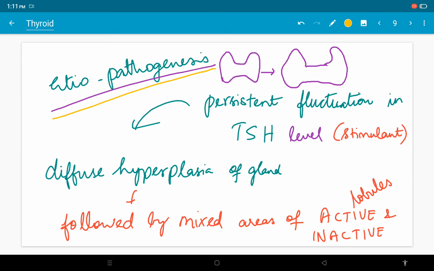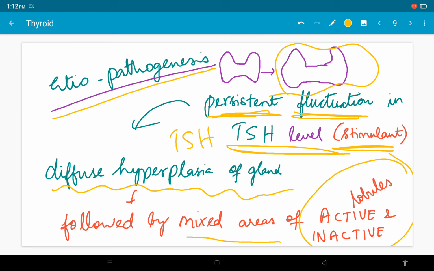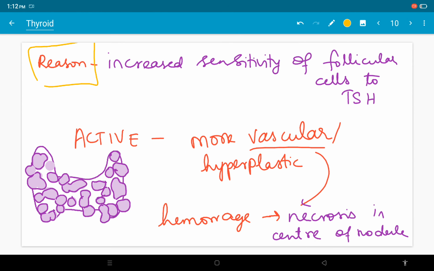Etiopathogenesis, how is it caused? By persistent stimulation by thyroid stimulating hormone. If TSH is abnormally high or low, persistent fluctuations in TSH will act as a stimulant to the thyroid gland, resulting in diffuse hyperplasia of the gland. That is, an increase in the number of cells and follicles, followed by mixed areas of active and inactive lobules. So this persistent fluctuation will first cause diffuse hyperplasia, followed by mixed areas of active and inactive lobules. The reason for this is increased sensitivity of follicular cells to TSH. Because of this increased sensitivity, you see hyperplasia of cells.